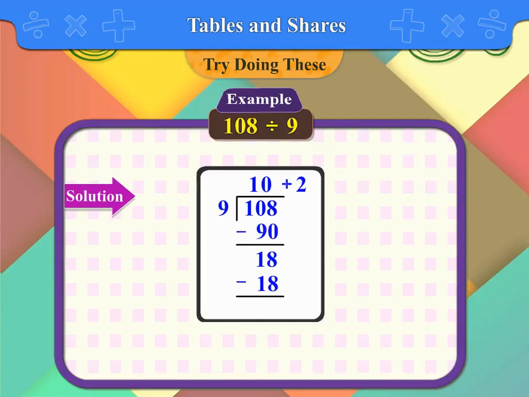18 minus 18 is equal to 0. So, the division is complete. Hence, the answer is 10 plus 2 is equal to 12. So, 108 divided by 9 is equal to 12.